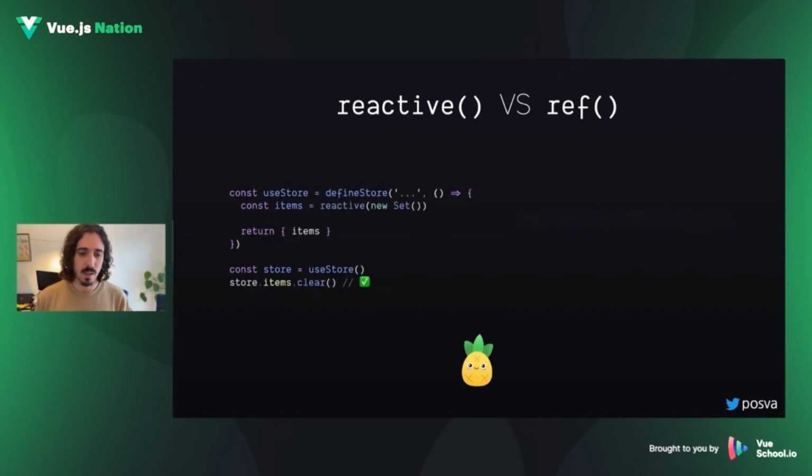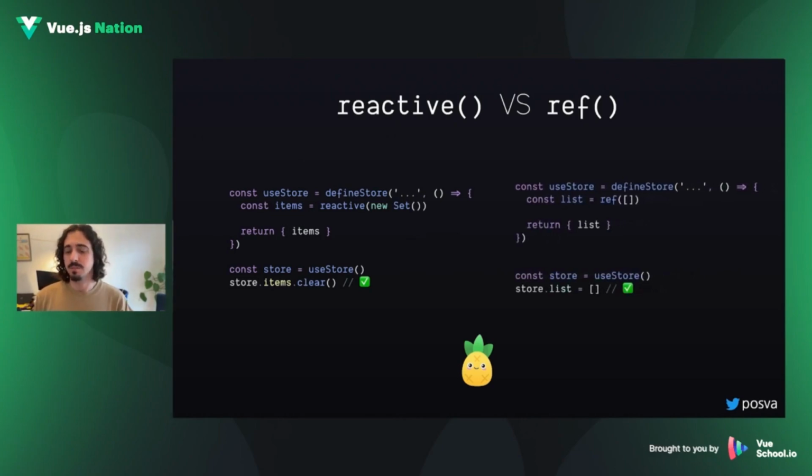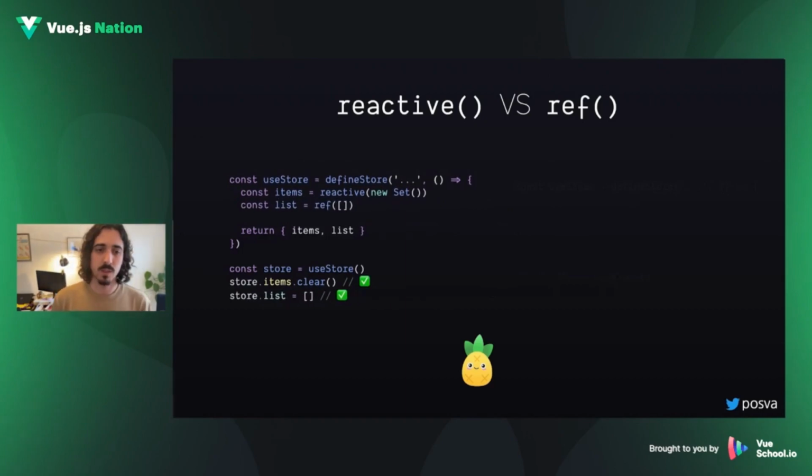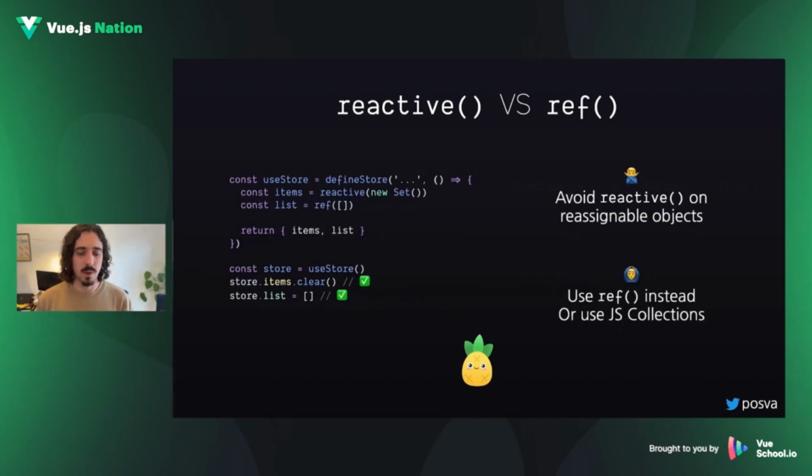So instead, you can use reactive on collections. That's fine because usually you don't replace the whole collection with a new set. You use the clear method. But in short, if you want to use an array, better use ref for the store, okay? So reactive for collections and ref for everything else, or just use refs for everything if you prefer.